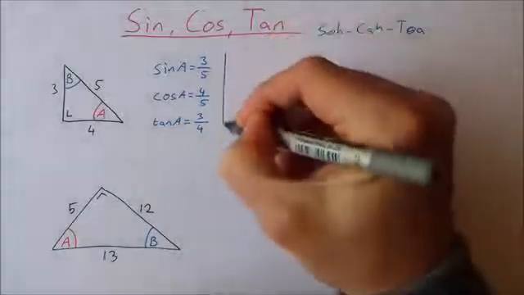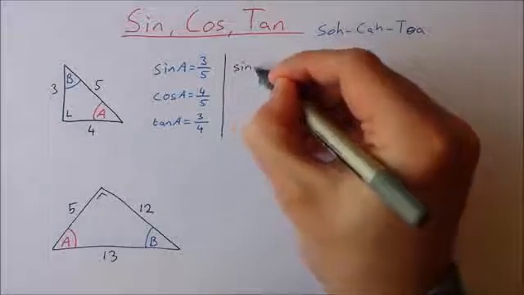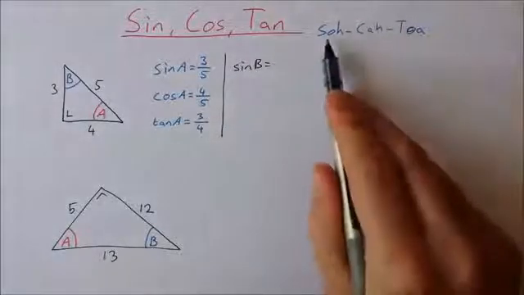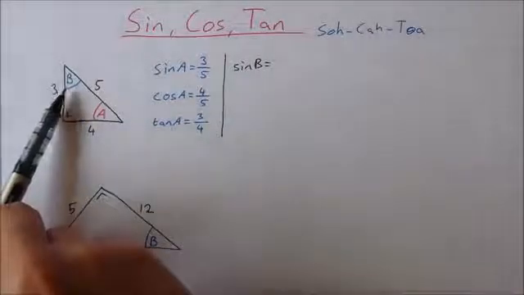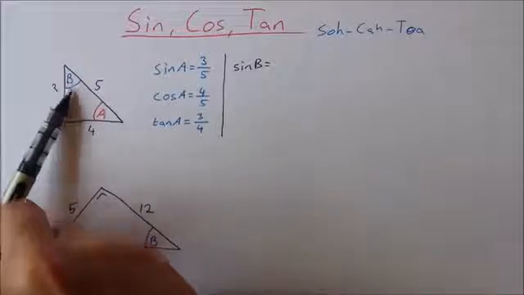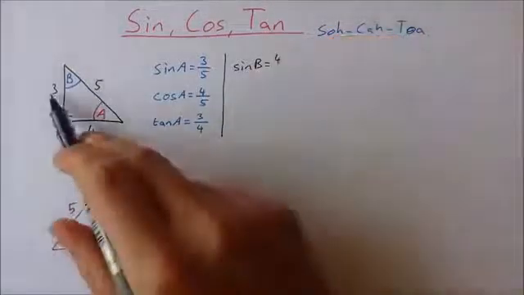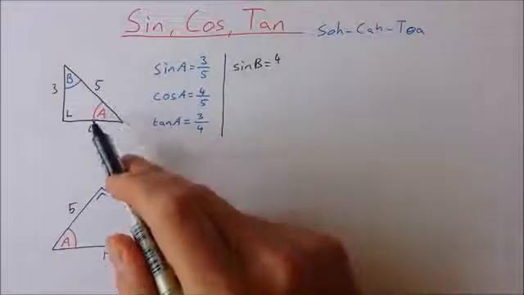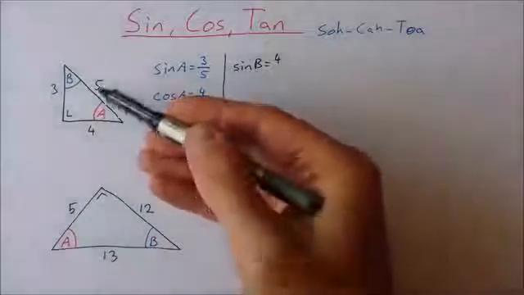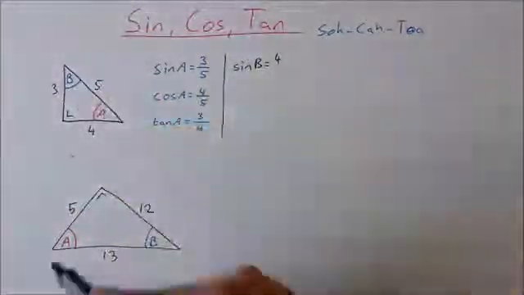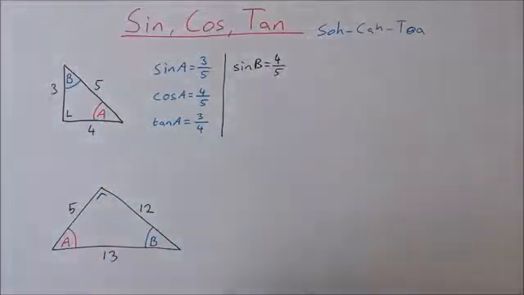Okay, let's do the sine, cos and tan of B. So the sine of B. Sine is opposite over hypotenuse. Now this is where you need to be careful because we're looking at this angle B now. The opposite is now here. It's 4. So whereas before the opposite was 3, that's in relation to A. In relation to B, the opposite is 4. The hypotenuse, however, always stays the same. That's always going to be the longest side, the side opposite the right angle. So sine of B is 4 over 5.